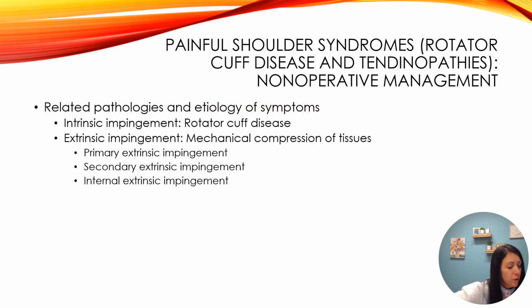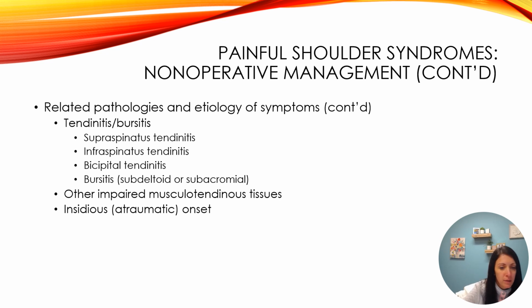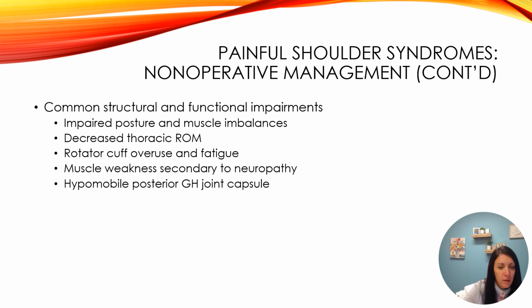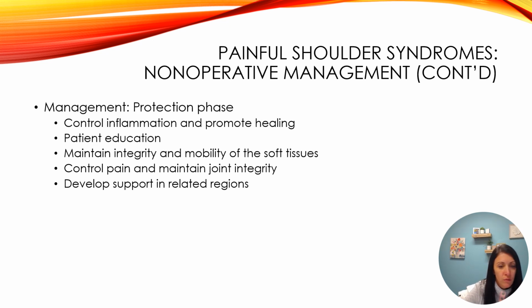So make sure you look over in the Kisner and Colby textbook about intrinsic impingement, extrinsic impingement, and what they mean. Also, the different tendonitis and bursitis that are mentioned as well. Usually with these, they can have posture and muscular imbalances, decreased thoracic range of motion, and rotator cuff overuse and fatigue. So it's just in general for those.